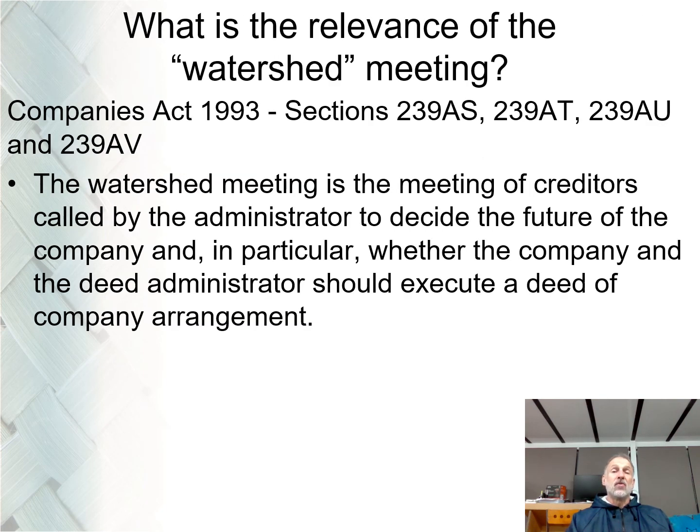What is the relevance of the watershed meeting? We've already spoken about that. The Companies Act of 1993, sections 239, and there basically AS, AT, AU, and AV that you can look at. But the watershed meeting is a meeting of creditors called by the administrator to decide the future of the company, and in particular, whether the company and the deed administrator should execute a deed of company arrangement.